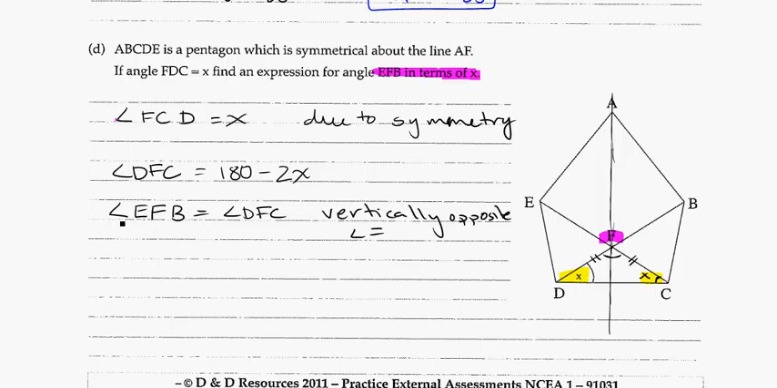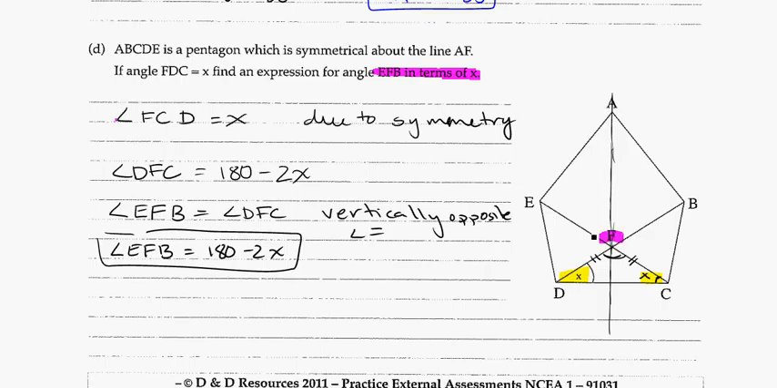Oh, I hate it when that happens. Okay. So here we go. That's our answer. Angle EFB is equal to 180 minus 2x because we solved that down here. An isosceles triangle has 180 degrees in it. So if I want to find this top angle here, that's 180 minus 2x. And these are vertically opposite, so they're equal, and we know that angle.